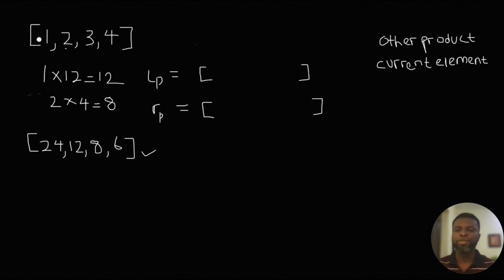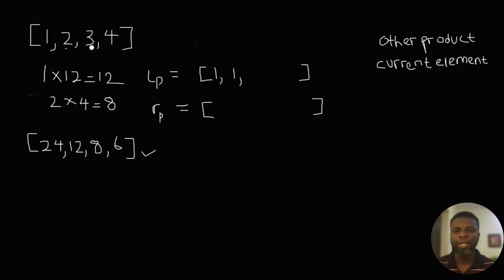Starting from the first element, 1. 1 has no element to the left of it. So the left product for element 1 is 1. Now for the next element 2, to calculate the other product for 2, instead of iterating over all the elements before it, I can make use of the value we had earlier calculated. So to calculate the left product for 2, it is the left product of 1 times 1, and that gives 1.